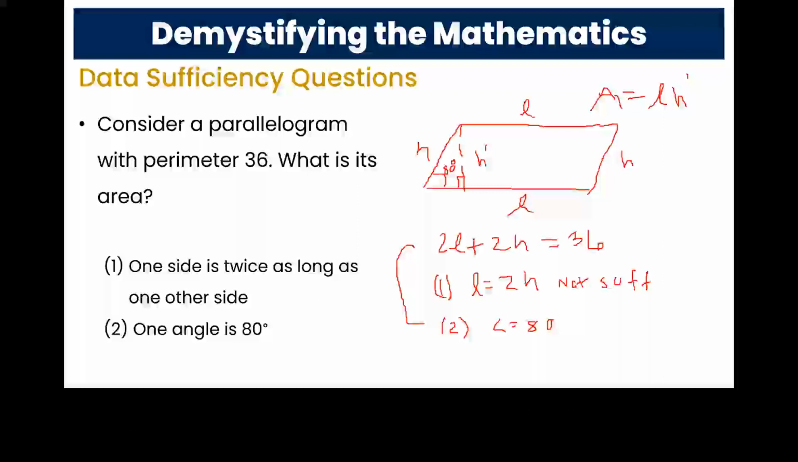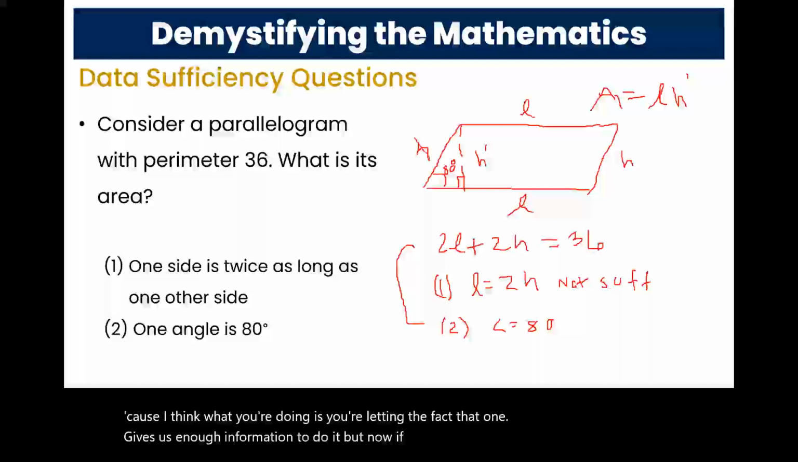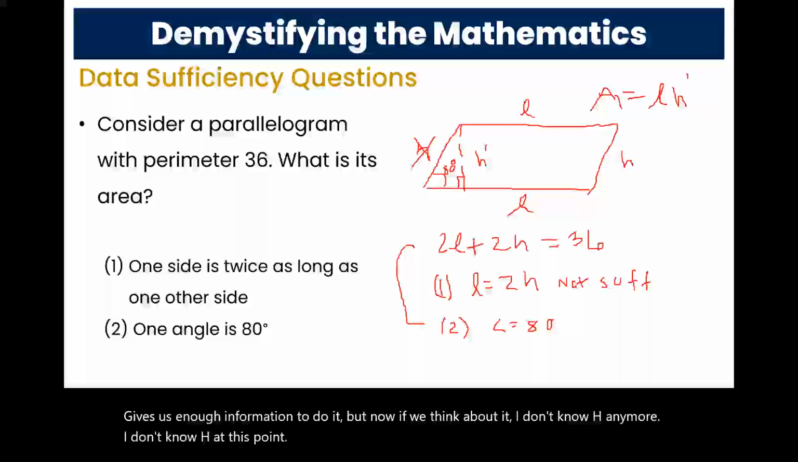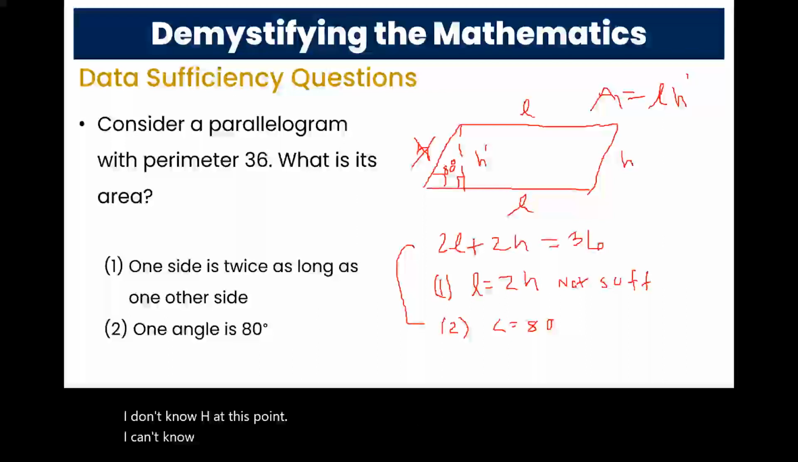Gotta be careful here, because I think what you're doing is you're letting the fact that 1 gives us enough information to do it. But now, if we think about it, I don't know H anymore. I don't know H at this point. I can't know it, because I don't have the information for 1 yet. So now I have an angle, but no length.